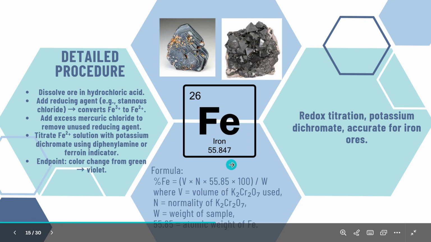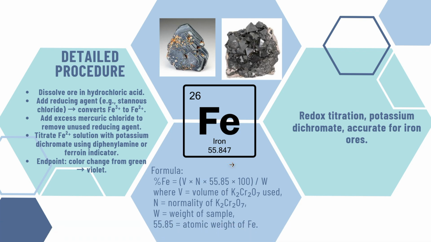Now we have the formula for the calculation of the percentage of iron, where V is the volume, N is the normality, and W is the weight, and we have 55.85 as the atomic weight of iron. In summary, iron assay is performed using redox titration with potassium dichromate. This classical method is accurate and widely applied in determining the iron content of ore samples.